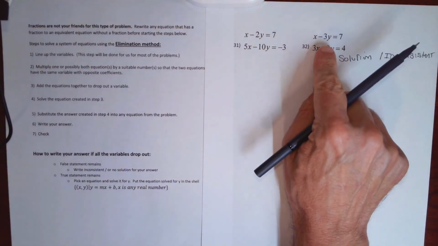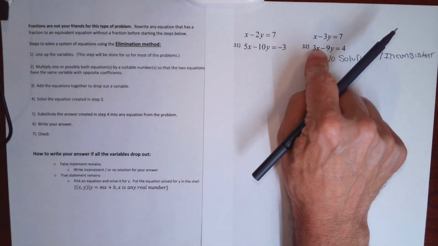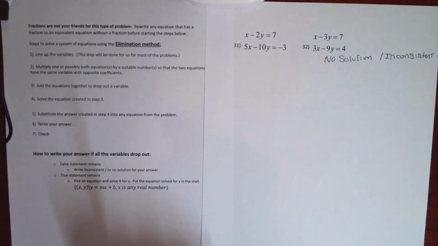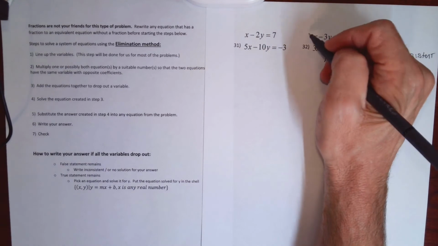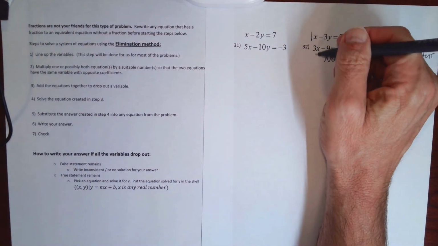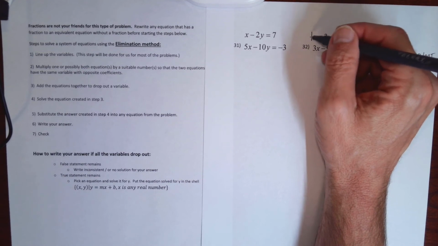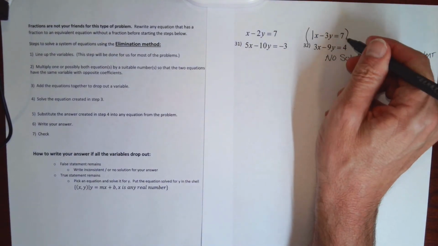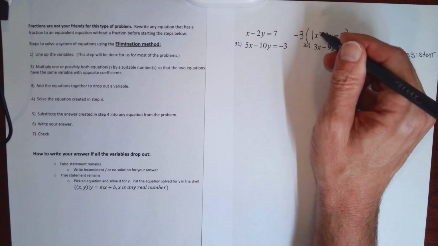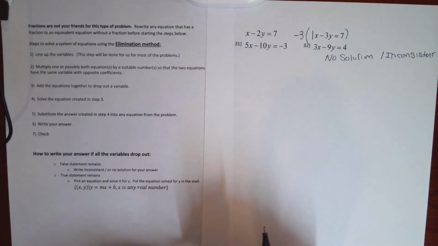So in problem 32, it turns out that if I decide to drop out the x's, I'm also going to drop out the y's. If I try to drop out the y's, I'm going to also drop out the x's. So I look at problem 32, it looks to me like it's going to be easy to cancel out the x's. If I just multiply the top equation to get a minus 3 in front of the x, I can cancel the x's with one multiplication. I'm going to multiply the top equation by negative 3. That will make the x's cancel and, unfortunately, the y's.